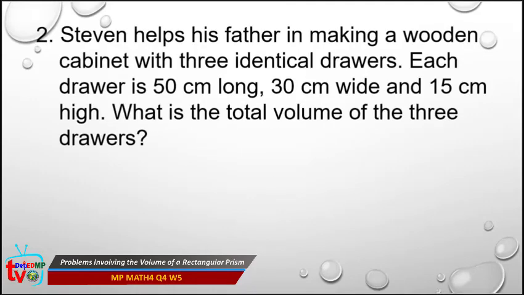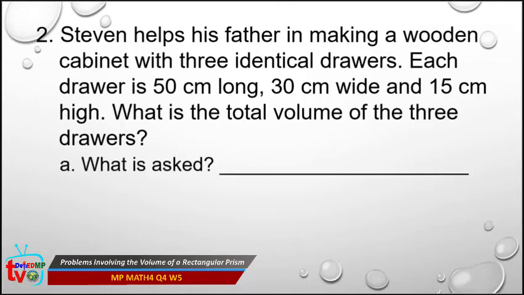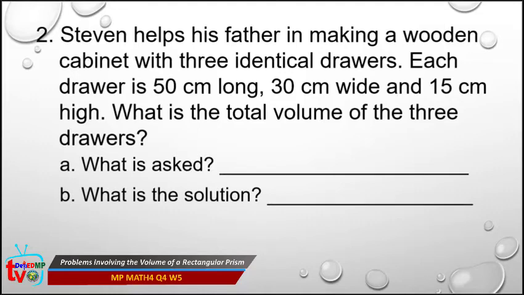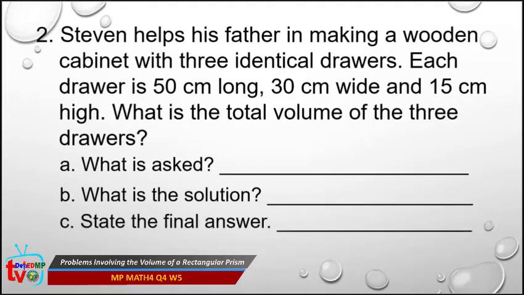For the second problem, Stephen helps his father in making a wooden cabinet with 3 identical drawers. Each drawer is 50 centimeters long, 30 centimeters wide, and 15 centimeters high. What is the total volume of the 3 drawers? Answer these questions. A. What is asked? B. What is the solution? C. State the final answer.